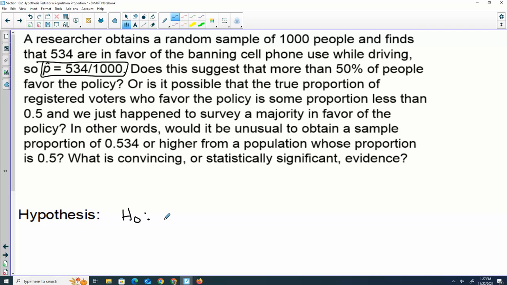So, if I were trying to do this, first thing, we can't test it unless we have a null and an alternative hypothesis. The null is always equal. So we're finding just the proportion equals, and we are trying to test more than 50%, so my null would be that the proportion is equal to 0.5. The alternative is that the proportion is greater than 0.5.